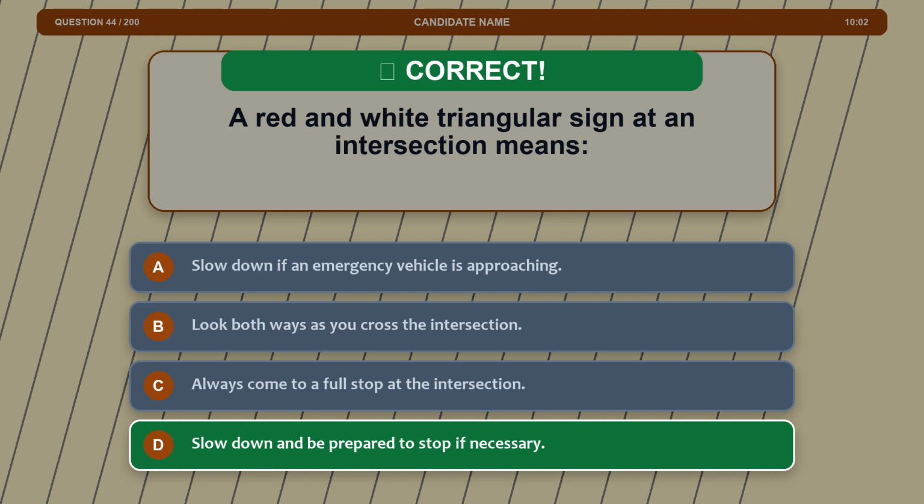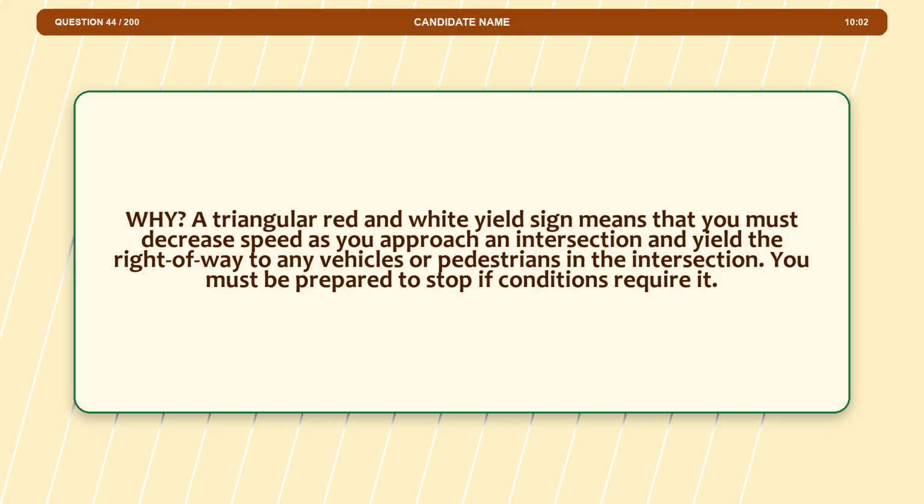The correct answer is option D, slow down and be prepared to stop if necessary. Explanation: a triangular red and white yield sign means that you must decrease speed as you approach an intersection and yield the right of way to any vehicles or pedestrians in the intersection. You must be prepared to stop if conditions require it.